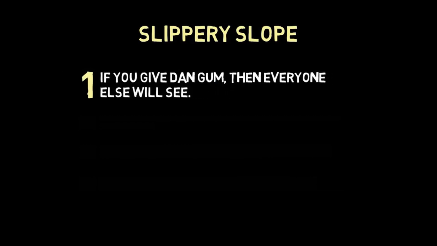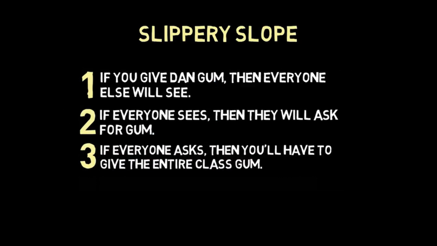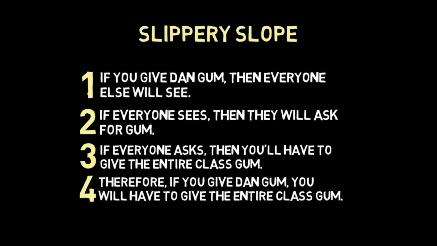To see this more clearly, another way to think about slippery slopes is as a chain of events. If you give Dan gum, then everyone else will see. If everyone else sees, then they will also ask for gum. If everyone else asks, then you'll have to give the entire class gum. Therefore, if you give Dan gum, then you have to give the entire class gum.